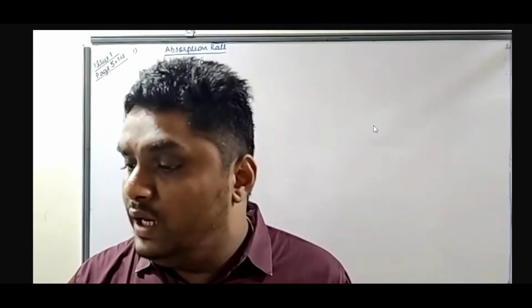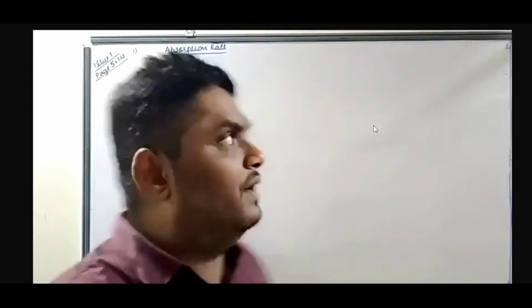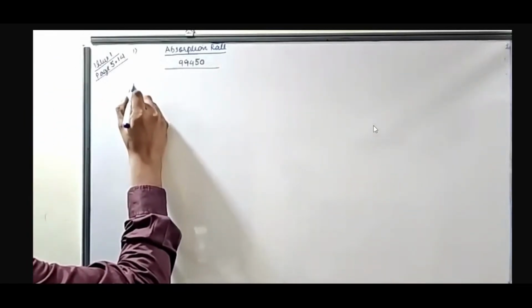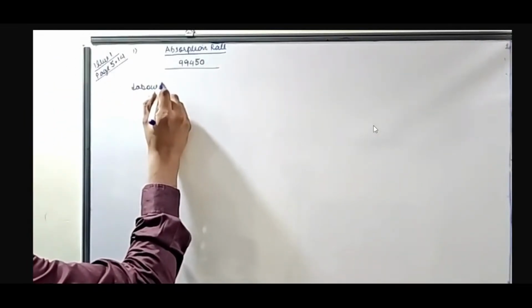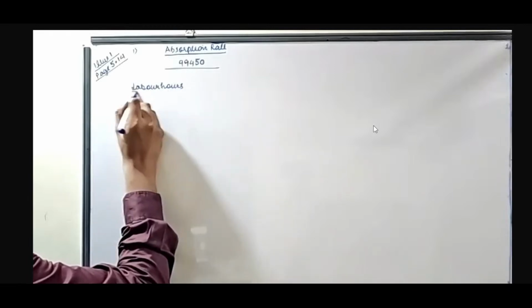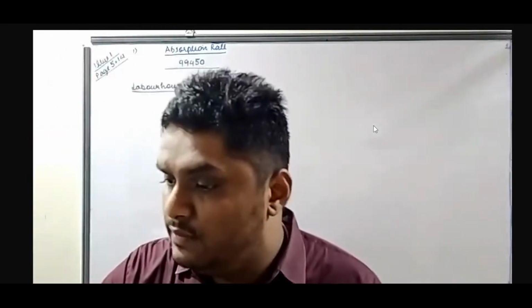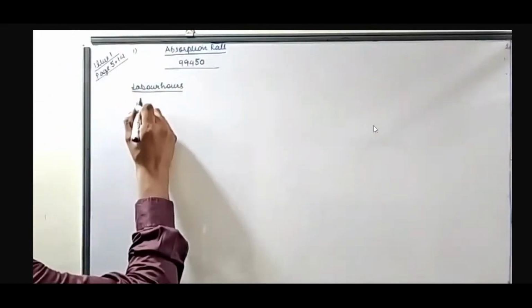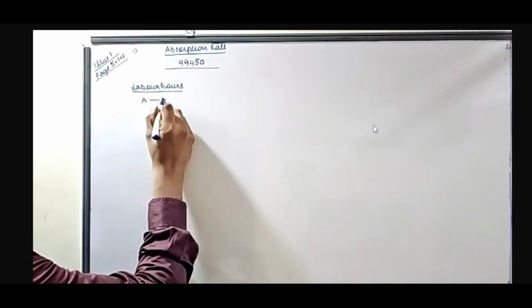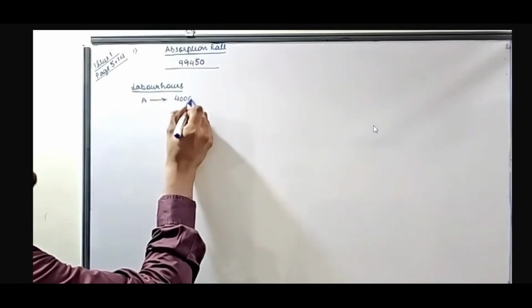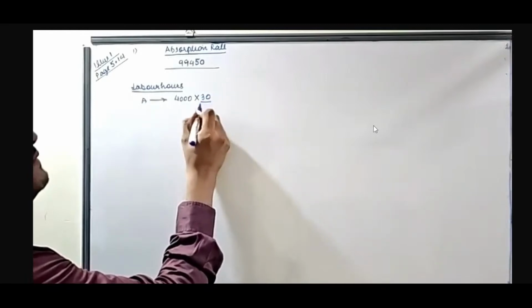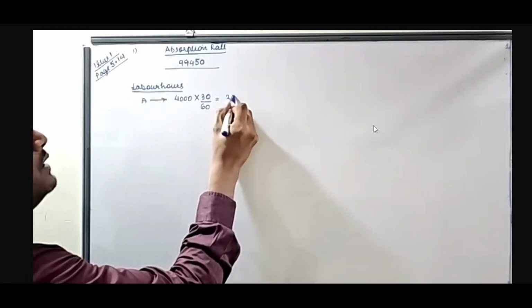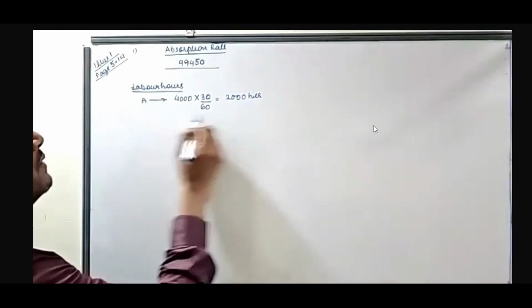Now, the overheads are absorbed on the basis of what? The total labor hours. So we have to first calculate the labor hours. It is given that overheads are absorbed on the basis of direct labor hour. So see, for 1 unit of product A, it requires 30 minutes. So 4,000 units into 30 minutes divided by 60, we have to convert it into hours. So we'll get 2,000 hours.